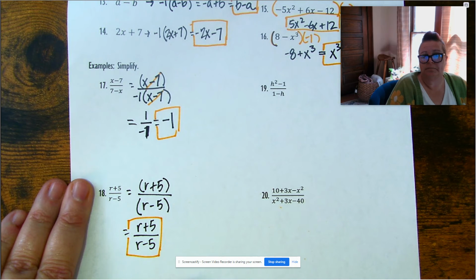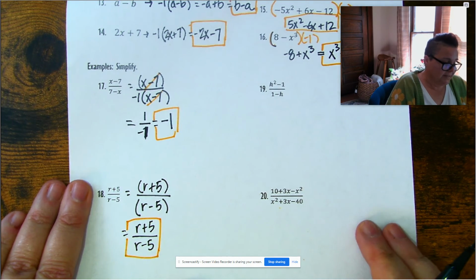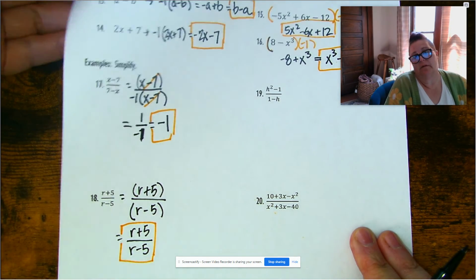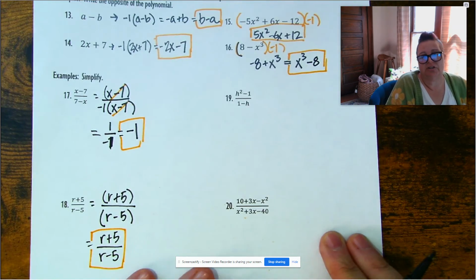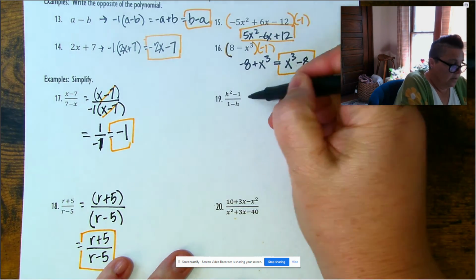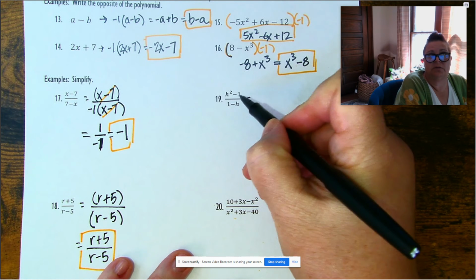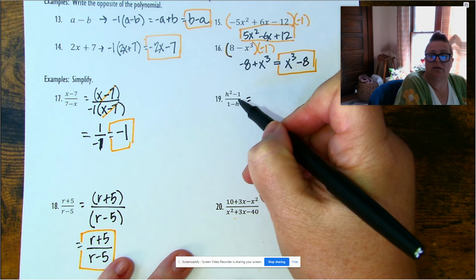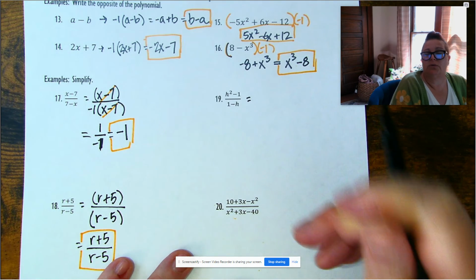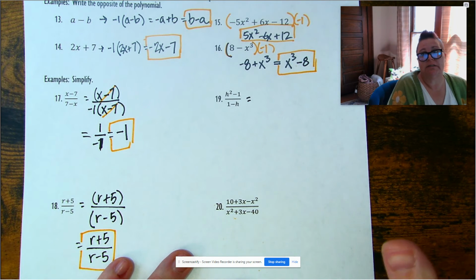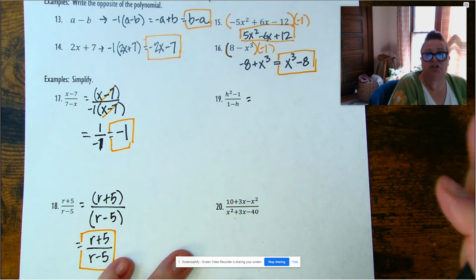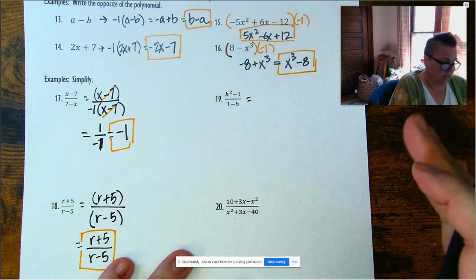Okay, let's try problem number 19. Problem number 19 is h squared minus 1. Well, this may be factorable. That's a square. Is 1 a square? Yep, 1 times 1 is 1. And this is a difference. So this fits our pattern for the difference of two squares, and I should be able to factor this out.